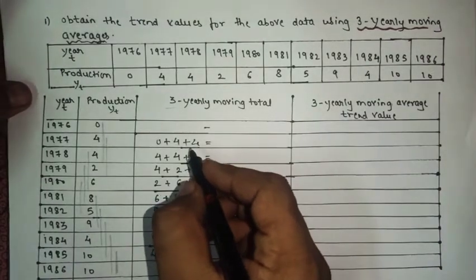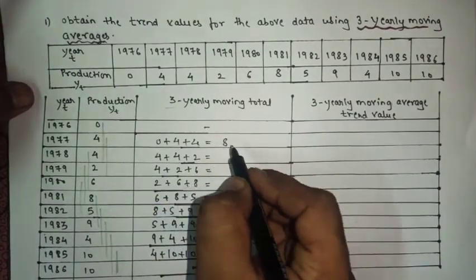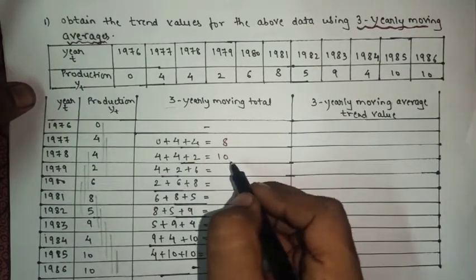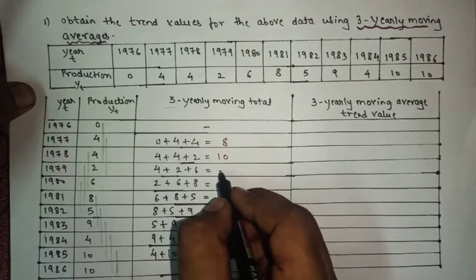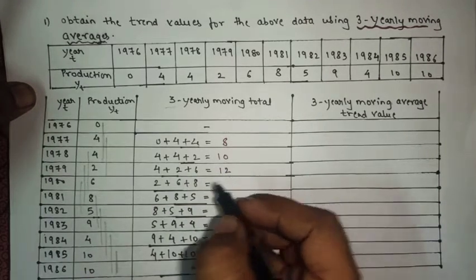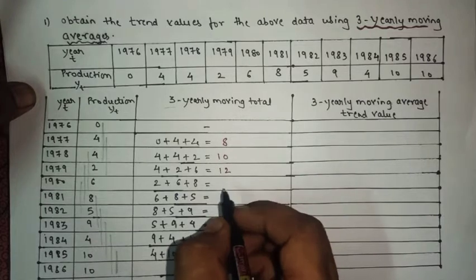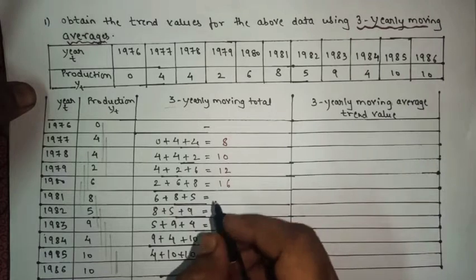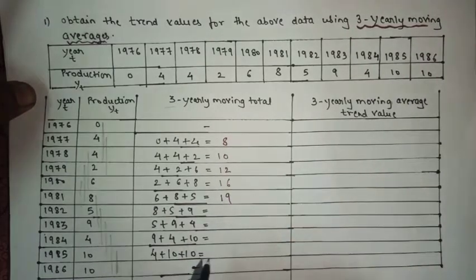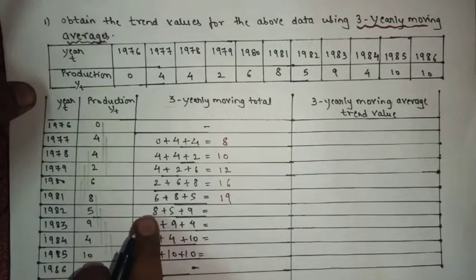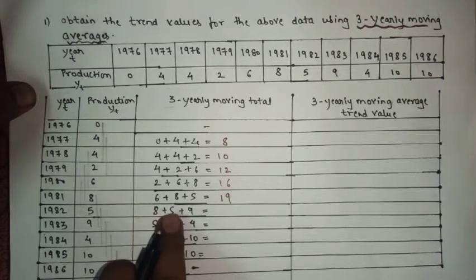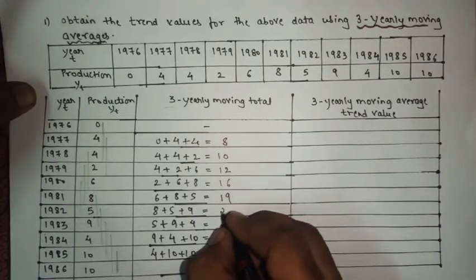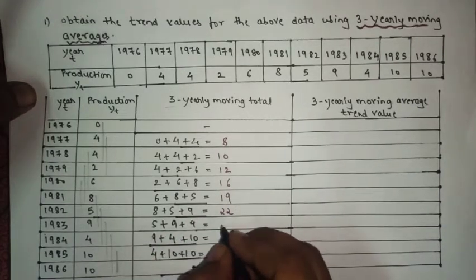Now you will add the numbers. So this will be 4 plus 4, 8, 8 and this will be what? 10, 12, 14, 15, 16. Okay, 11 and 8, it is 19. Then 8 plus 5 plus 9, 22. This will be what? 18.